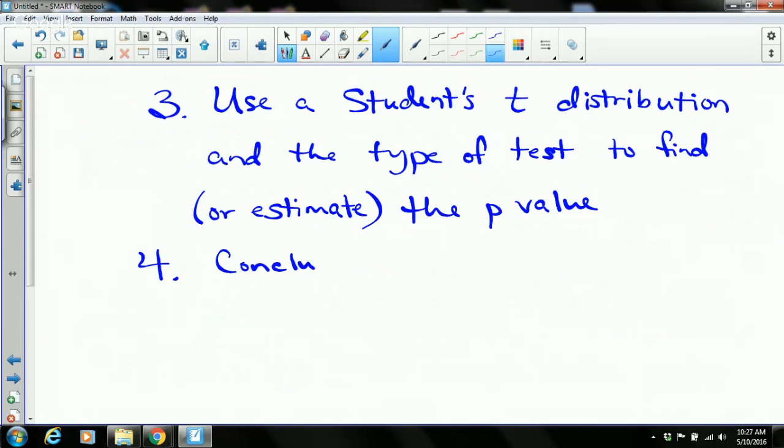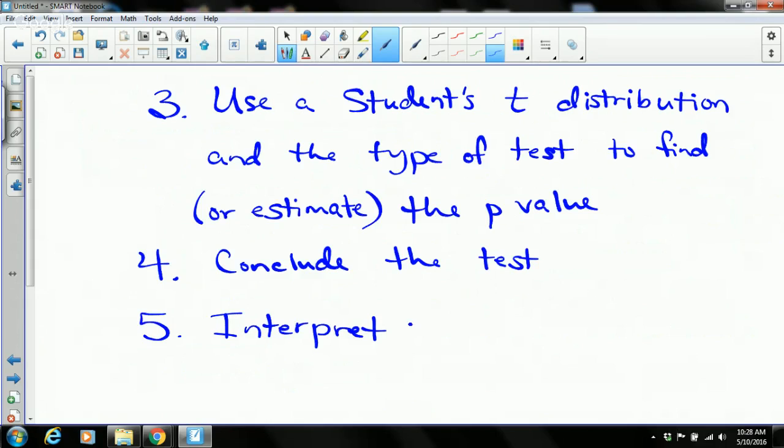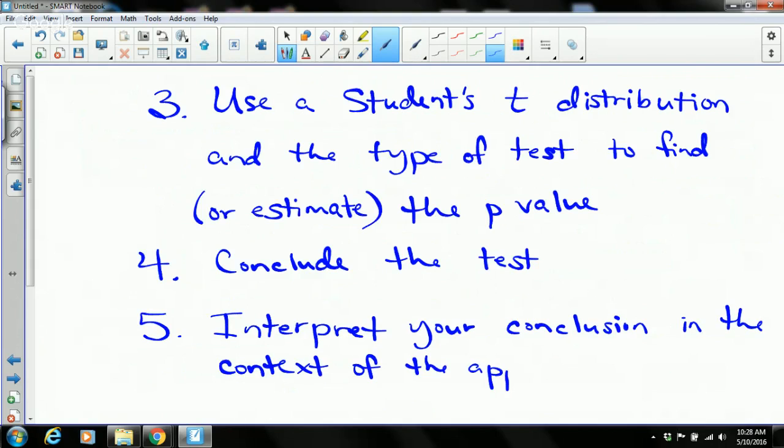Step 4, conclude the test. And that means what? How are we going to conclude the test? Good, thank you, Ben. We're going to reject or we're going to fail to reject. We reject when p is less than or equal to your level of significance. Good. We fail to reject if our p value is greater than. Good. All right, I'm not writing that either right there, but you can if you want to. And the last thing is always interpret your conclusion in the context of the application. Okay? Those are the 5 things.